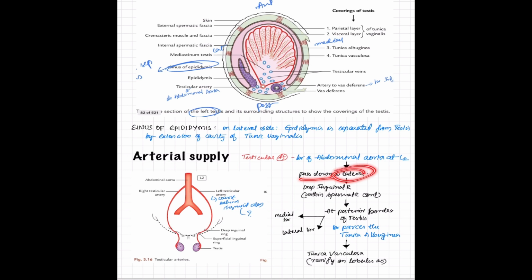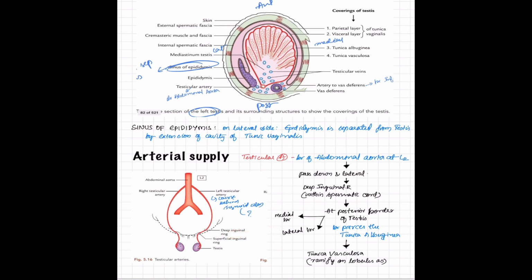Down and laterally, then through the deep inguinal ring, sorry, it is not the deep inguinal canal, it is the deep inguinal ring, and then the superficial inguinal ring. So in between these two, the inguinal canal is present.